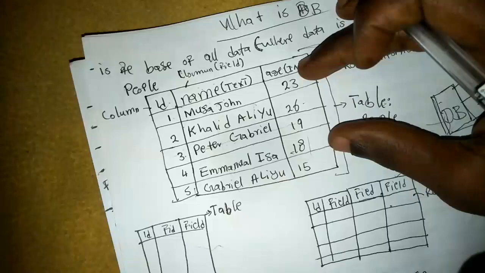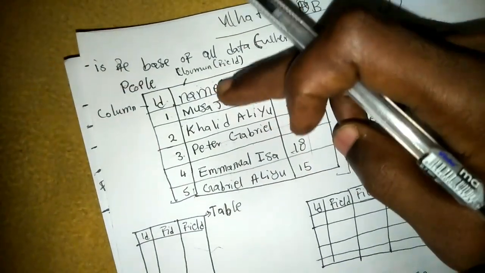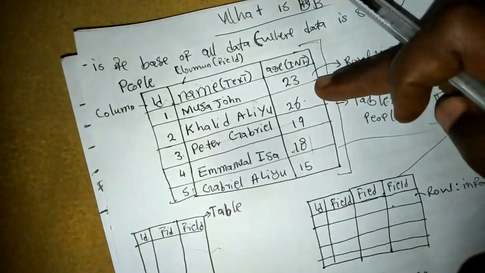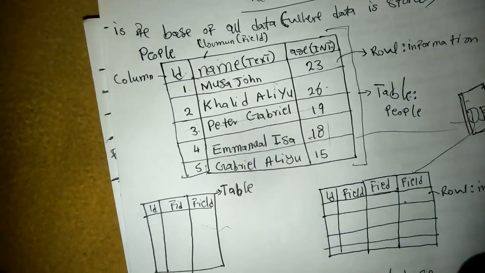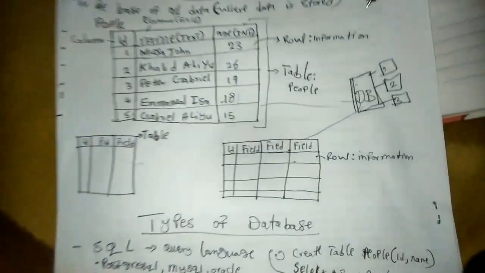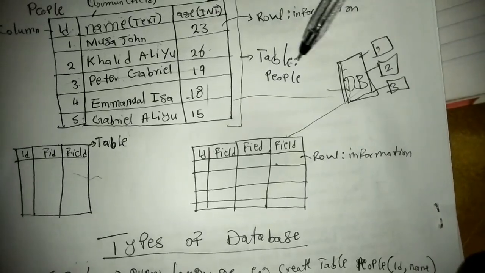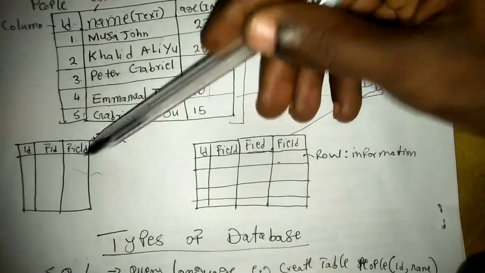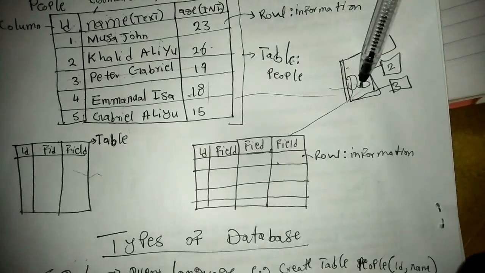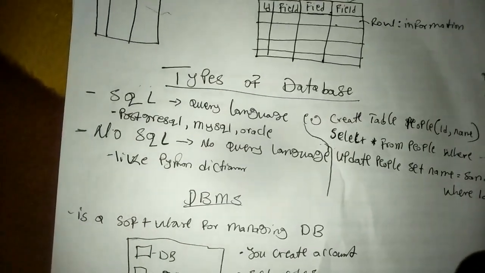So I hope now we understand what is a table. This is the table. What is a column? These are the columns, or I say the fields. Then what are the rows? These are the rows, and every row represents an information. So now, since you understand this, I said a single database can have multiple tables, and every table has its own name. You can see we have this table, that table, and this table, all in a single database. So how many types of database do we have?